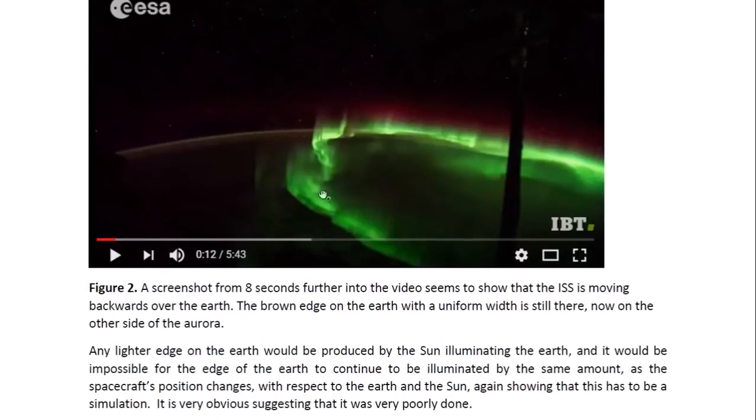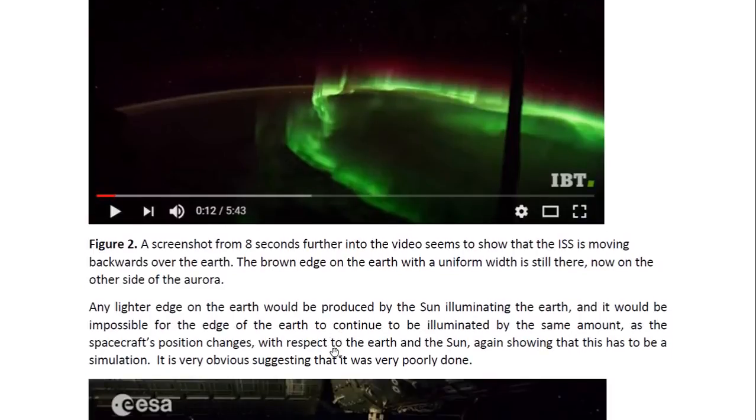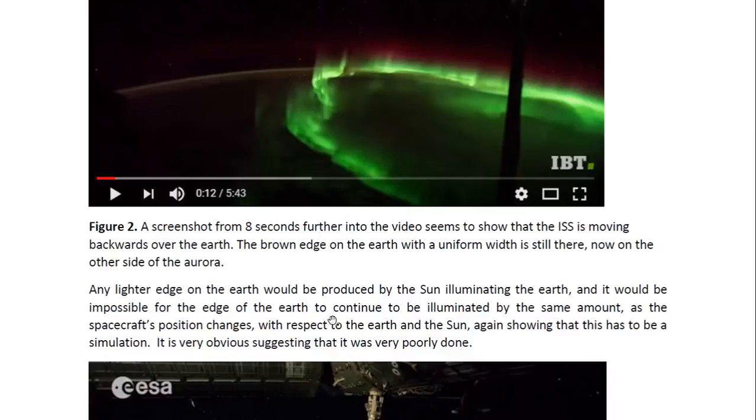So here's another screenshot from a little further into the video, and you can see the brown edge is still there. It is clearly still opaque, still the same width. We do see two dots there which may simulate the stars, but it's obvious that it's just part of the projection. Now, any light edge on the Earth would be produced by the sun illuminating the Earth, and it would be impossible for the edge of the Earth to continue to be illuminated by the same amount.